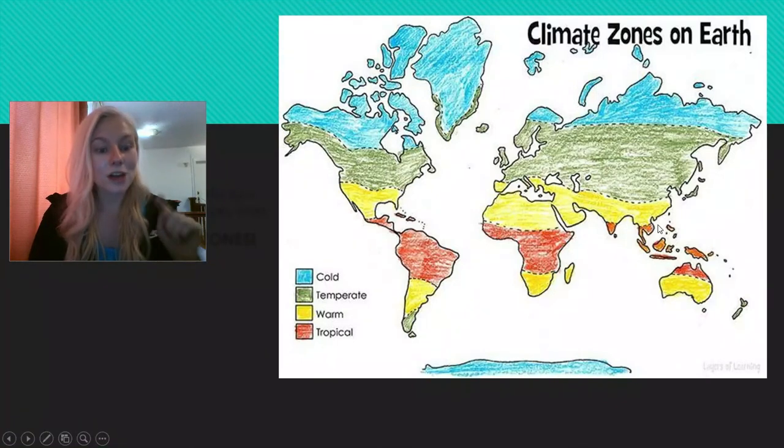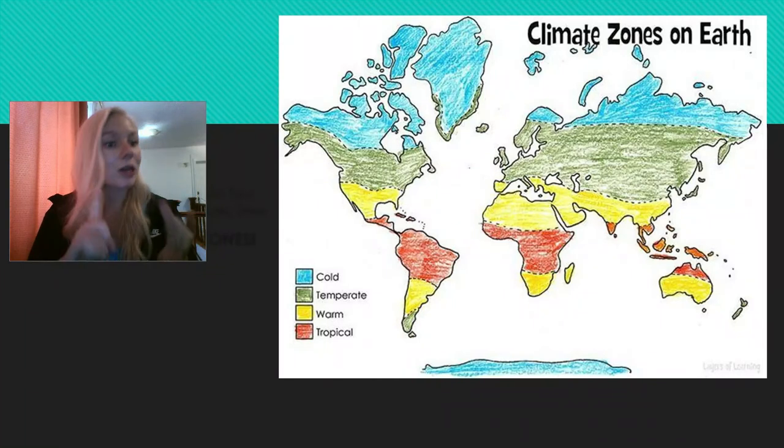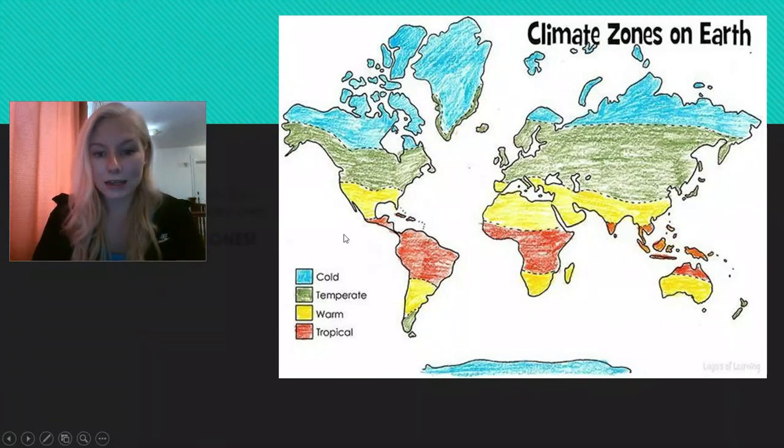And then you have tropical, okay? Tropical is right here in the middle. This is the warmest climate. So it's usually pretty rainy, usually sunny, usually never snows, okay? So that is tropical, right here in the red.